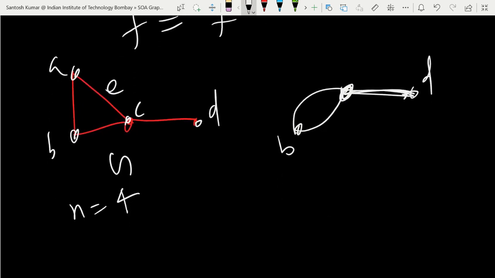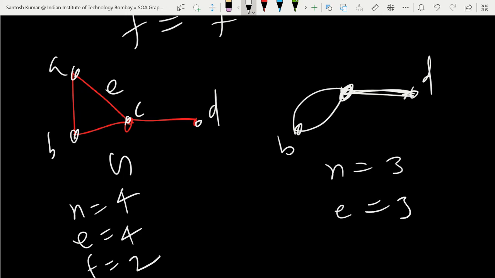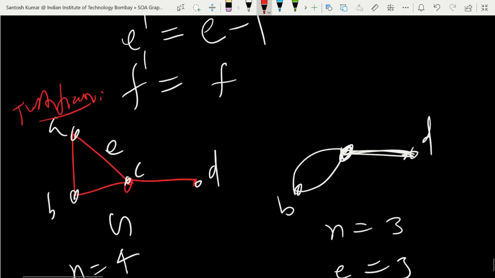N was 4, E was how many? 4, and F was 2. Come here. Here again N is 3, E is 3, and faces are again 2. This is just an example to support that. So you can do it in rough or you can do it there. We are doing justification, or verification.